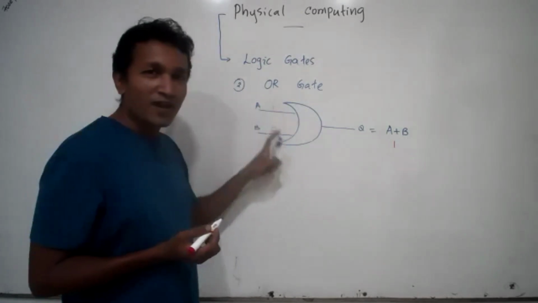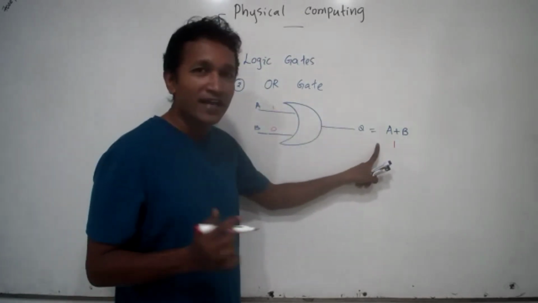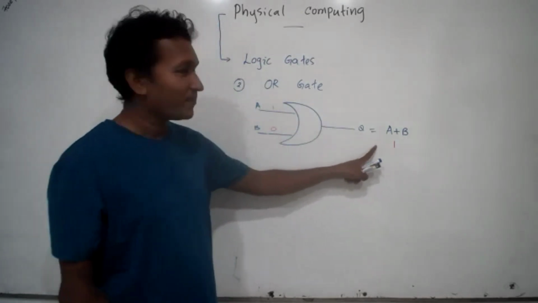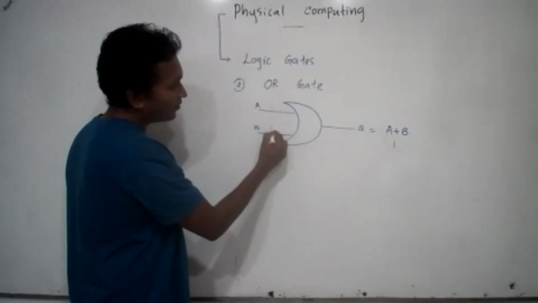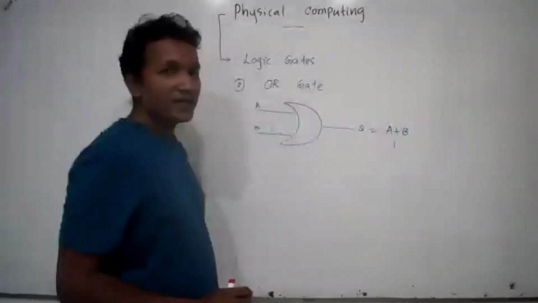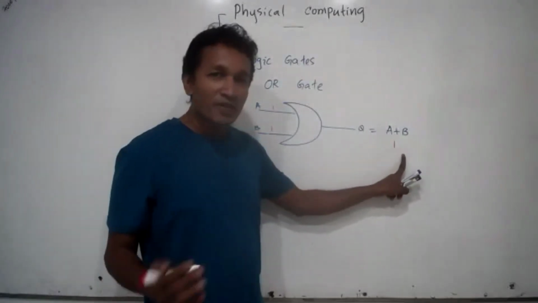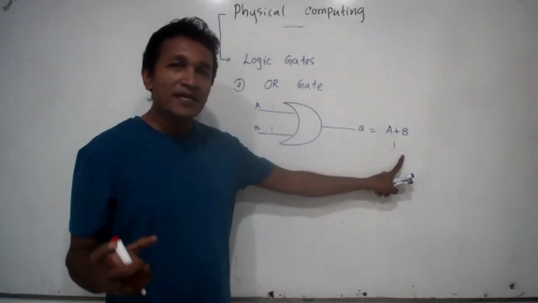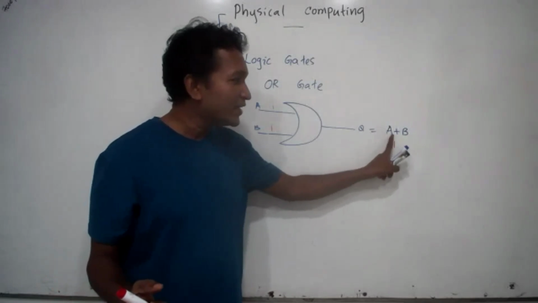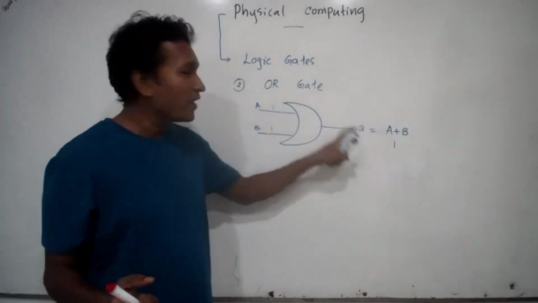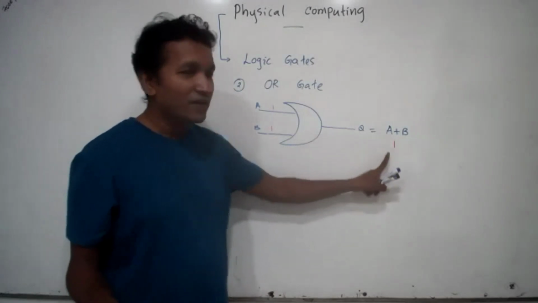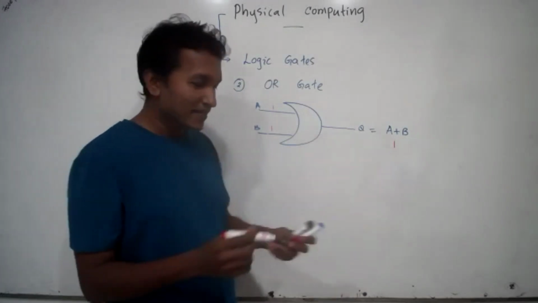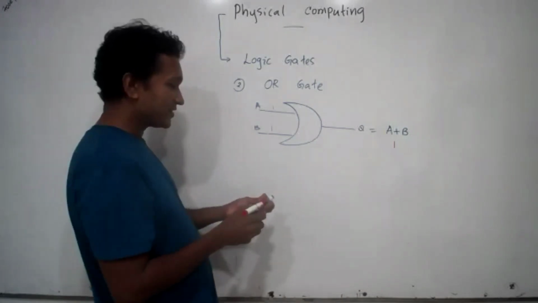If either of these two is one, the output is one. Why? Because it is an OR gate. Then when both of these are 1, again the output will be 1. In this there is only one case where the output is 0: when both inputs are zeros, the output will be 0. So that is an OR gate.